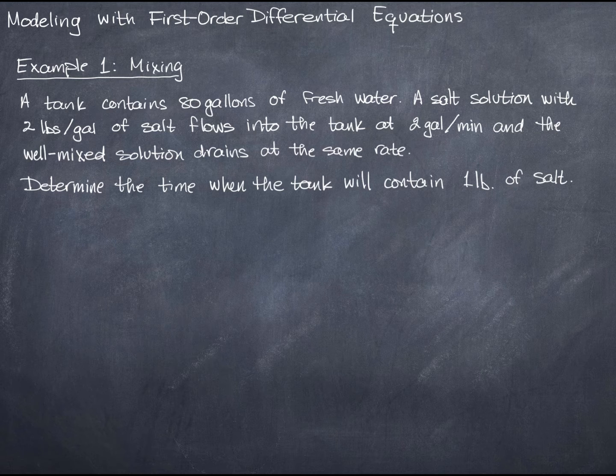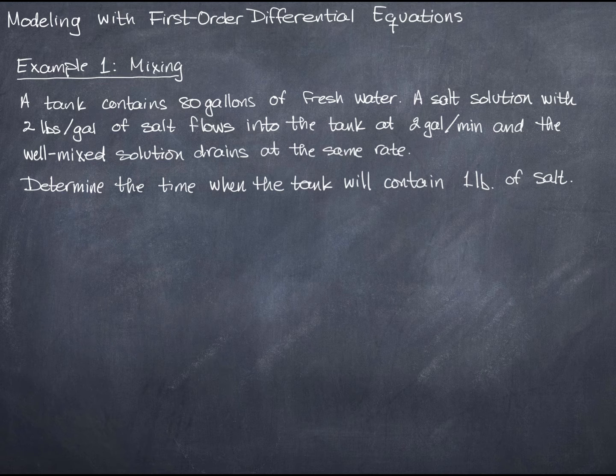A tank contains 80 gallons of fresh water. A salt solution with 2 pounds per gallon of salt flows into the tank at 2 gallons per minute, and the well-mixed solution drains out at the same rate. So we have 80 gallons of fresh water. There's no salt in it at all. The salt water that goes in has a constant amount of salt in it. Every gallon of water that comes in has 2 pounds of salt in it. And it flows into the tank at 2 gallons per minute.